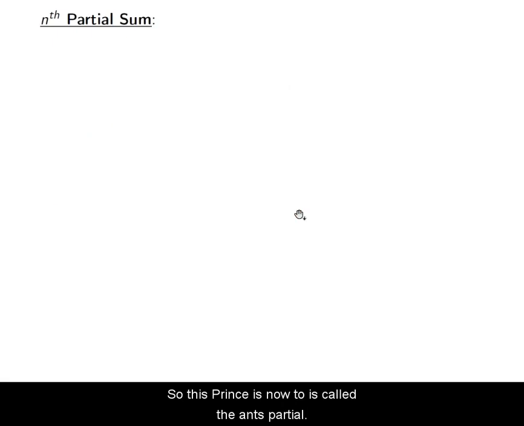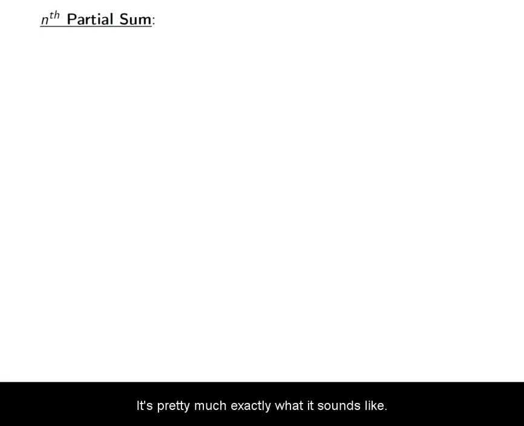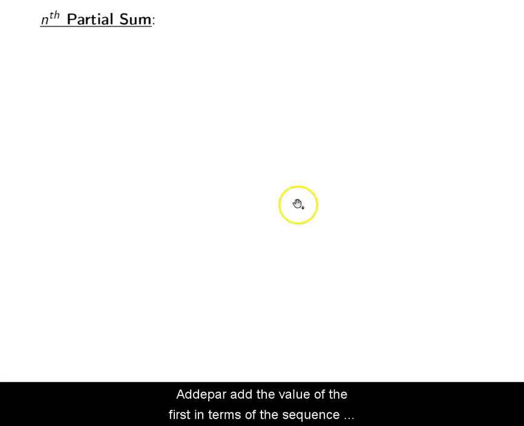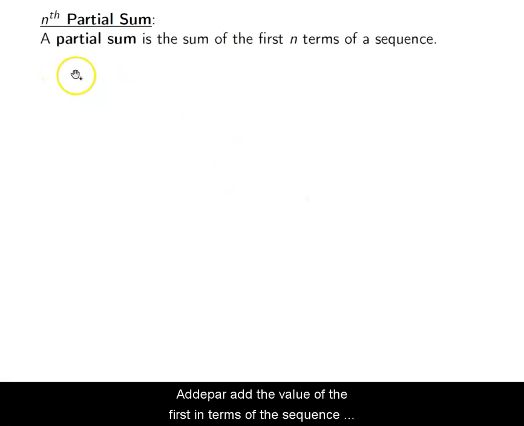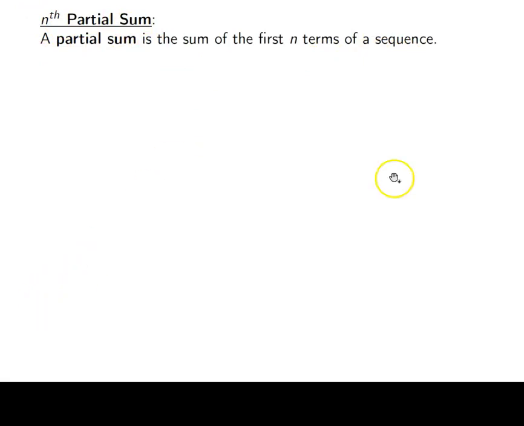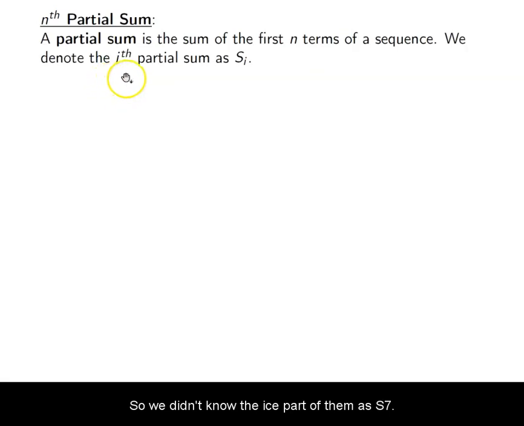So this brings us now to what's called the nth partial sum. It's pretty much exactly what it sounds like. We add up our sequence. We add the values in our sequence. So a partial sum is the sum of the first n terms of a sequence. That's the nth partial sum. So the third partial sum would be the sum of the first 3 terms in the sequence. We denote the ith partial sum as s sub i.